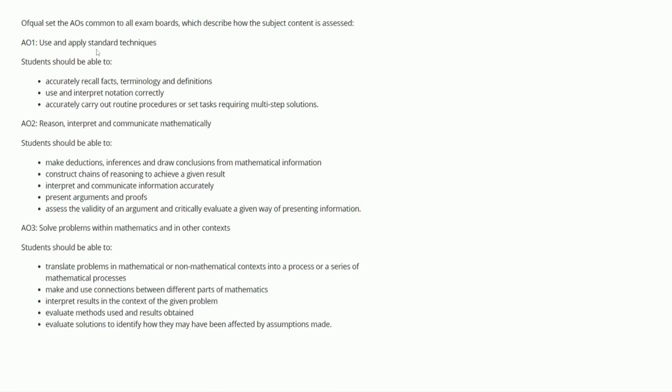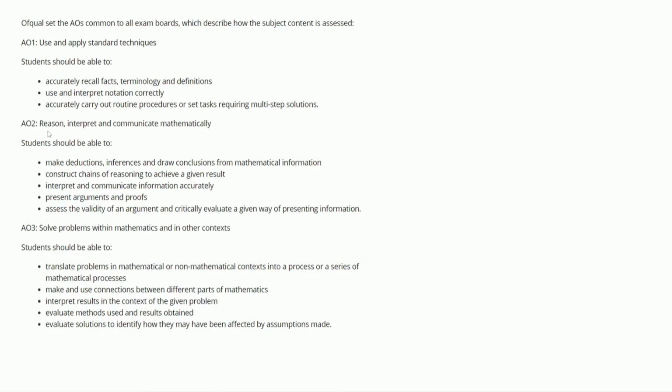So first of all, there are 3 assessment objectives, okay? Assessment objective number 1 is simply using and applying standard techniques. This involves your basic arithmetic, for example taking percentages of numbers, adding numbers, dividing them, using ratios as well. So if they say share £100 in the ratio of 3 to 1, etc. That's assessment objective number 1, so simply being able to do maths, so to speak, and numeracy.